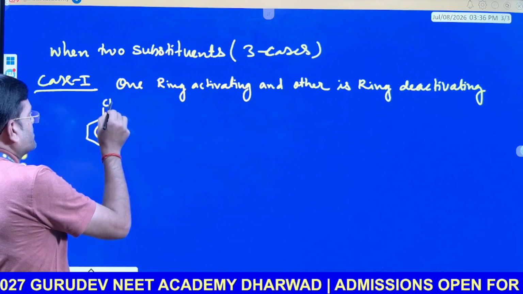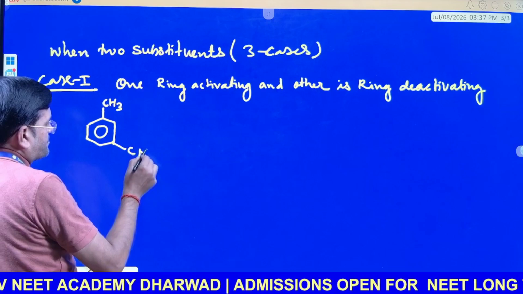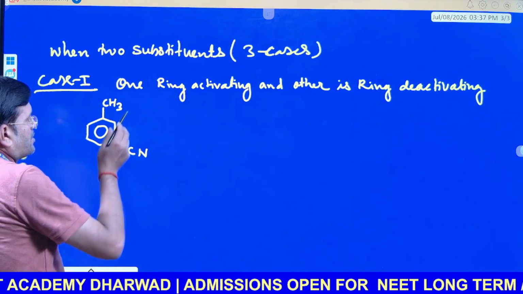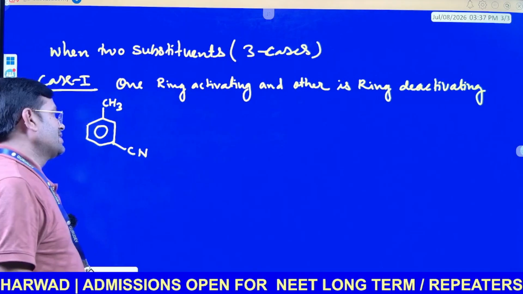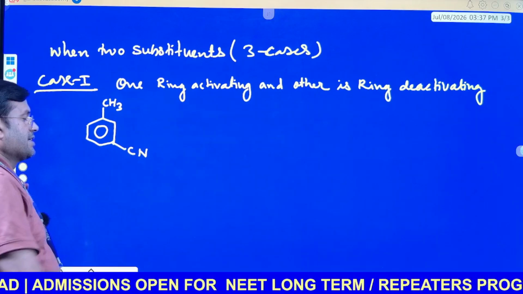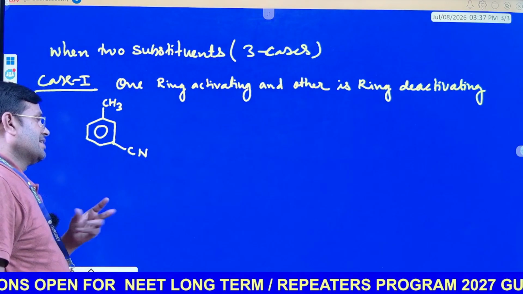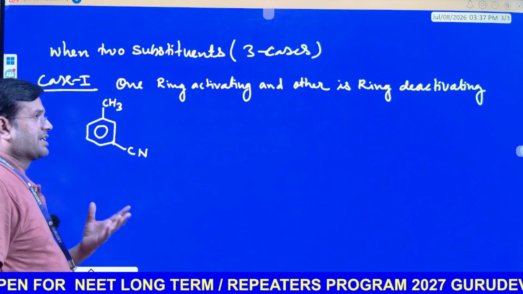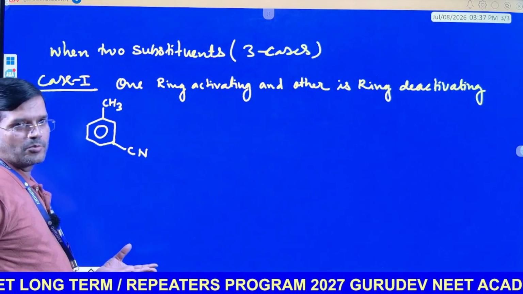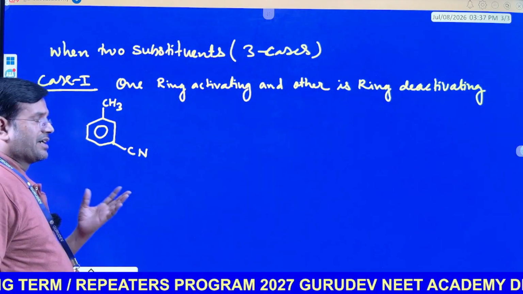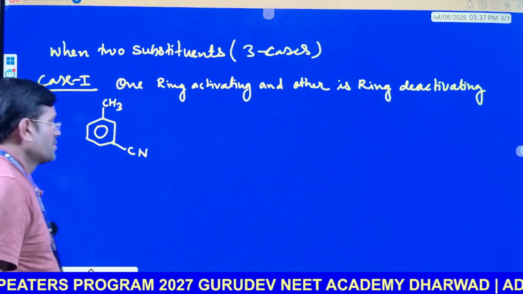Suppose here you are having CH3 and here you are having CN. You know, all ortho-para-directing substituents are ring activating, while all meta-directing substituents are ring deactivating. It doesn't matter whether it is strongly activating or weakly activating. It is only considerable when both are the same, meaning both are ortho-para-directing or both are meta-directing. Then only it is considerable. Otherwise, if both are opposite, then there is no issue.